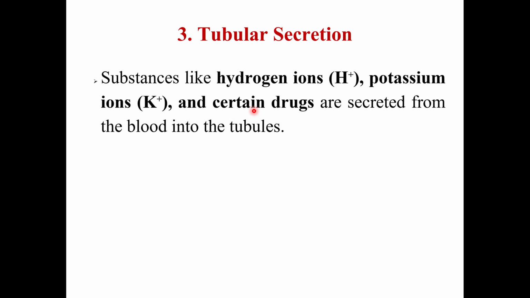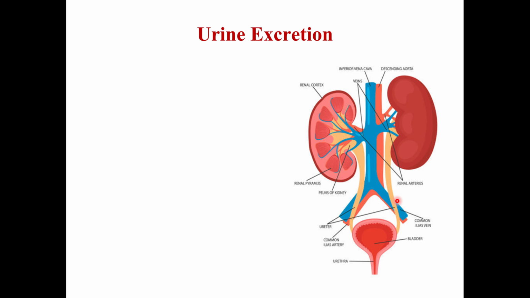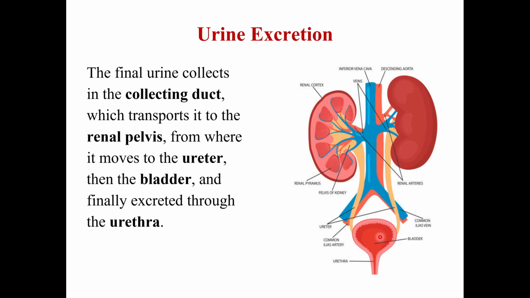Now let's talk about excretion, how urine excretion occurs. After these 3 processes, the urine collects in the collecting ducts, which transport it into the renal pelvis, from where it moves to the ureter and then the bladder, and finally is excreted through the urethra. You can see in this figure, from here it goes to the renal pelvis, and from the renal pelvis it goes to the ureter. Then finally it is collected in the bladder and passed out, excreted through the urethra.